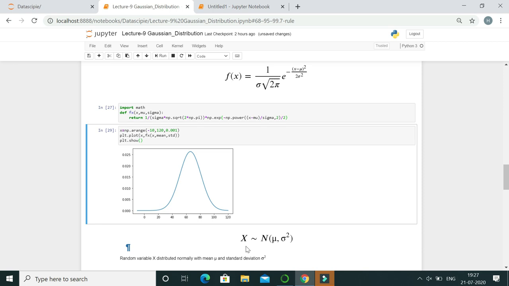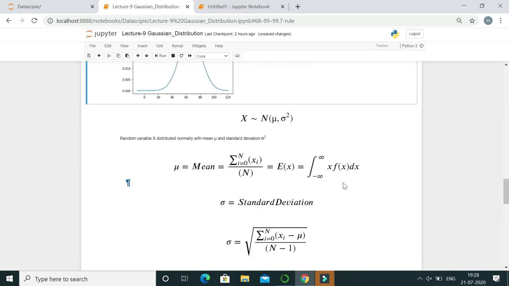This is read as random variable x is normally distributed. This sign is for distributed and N for normally, with mean as mu and variance as sigma square. Okay, next our mean is correlated with our curve equation. So we would cross tally it.